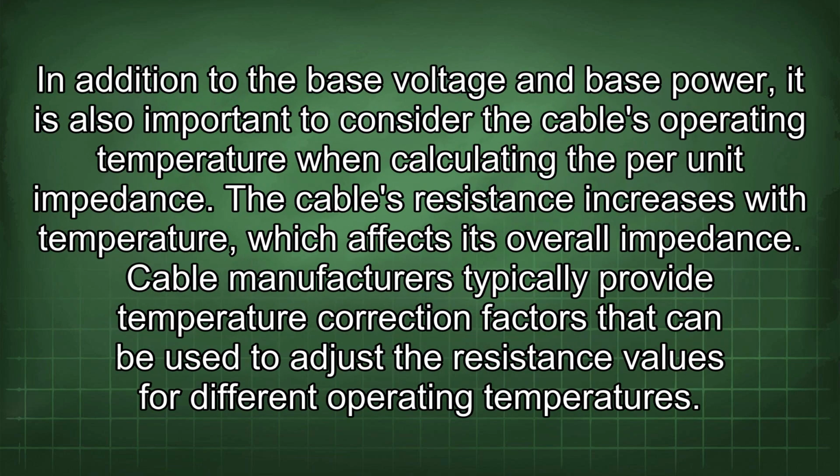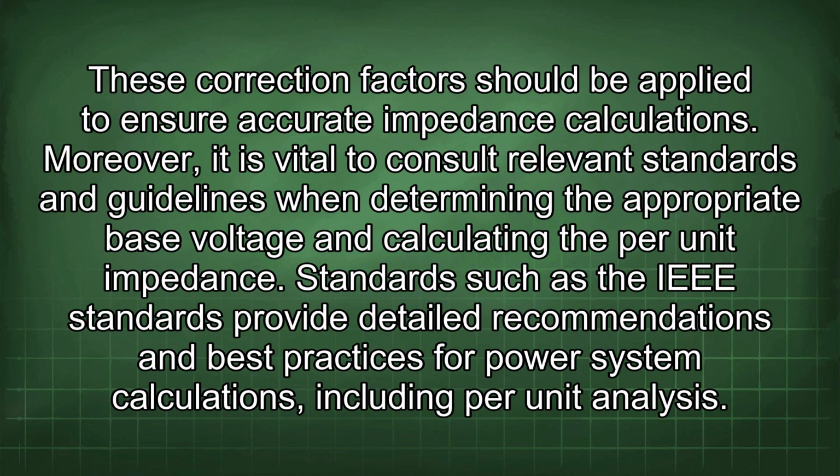In addition to the base voltage and base power, it is also important to consider the cable's operating temperature when calculating the per unit impedance. The cable's resistance increases with temperature, which affects its overall impedance. Cable manufacturers typically provide temperature correction factors that can be used to adjust the resistance values for different operating temperatures. These correction factors should be applied to ensure accurate impedance calculations.